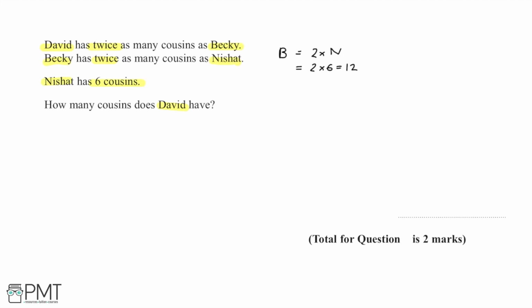I can then take this further. David has twice as many cousins as Becky. So if I want to work out the number of cousins that David has, I again multiply the number of cousins that Becky has, this time by 2. So 2 multiplied by 12, and that gives me 24. So David has 24 cousins.